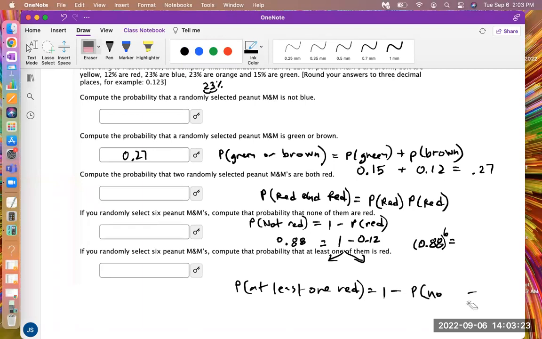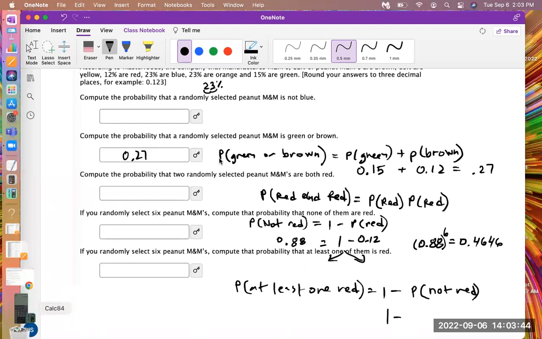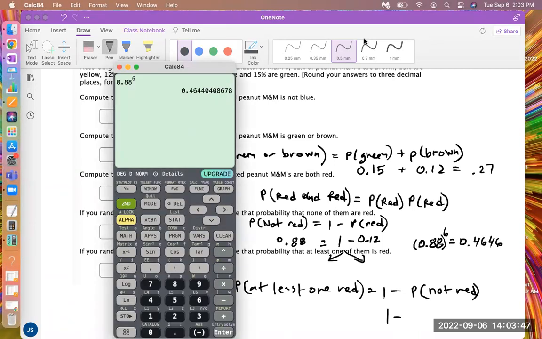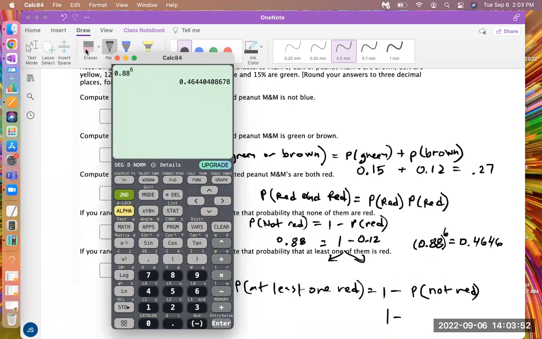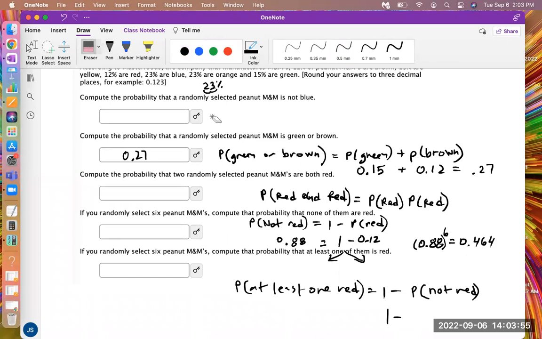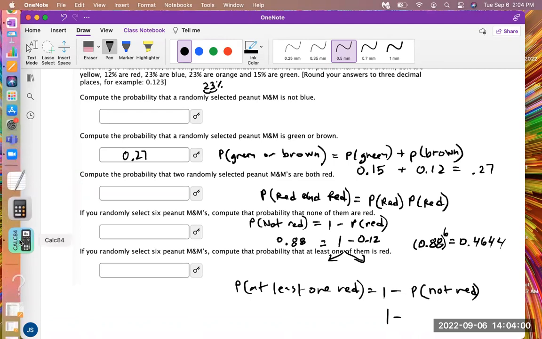And we already got the probability of the 6 of them being not red in the previous section. I didn't write it down, but it's like 0.4644. I have to look at the answer again. 0.4644. Actually, I would keep that in my calculator. I would not write that out. I'm just writing it out so we have a memory of that answer. But I would leave it in my calculator so that I don't have to truncate anything.